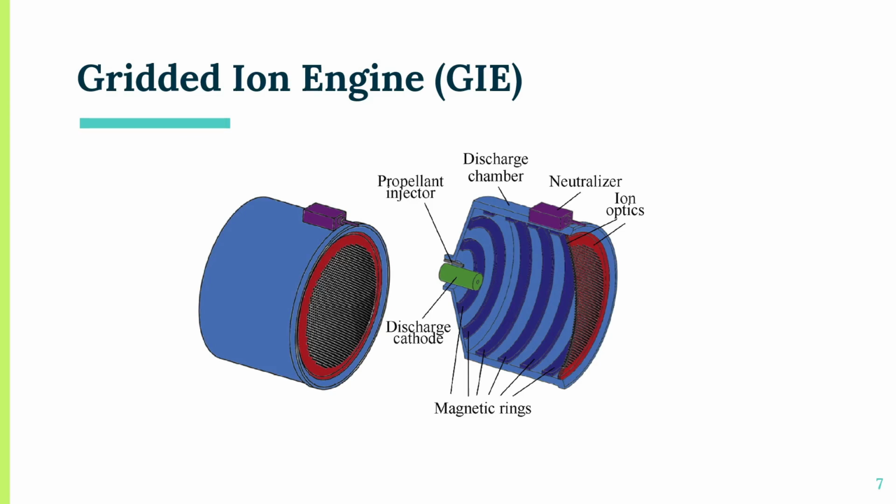So this is how the gridded ion thruster, or we can say the electric propulsion system, works.